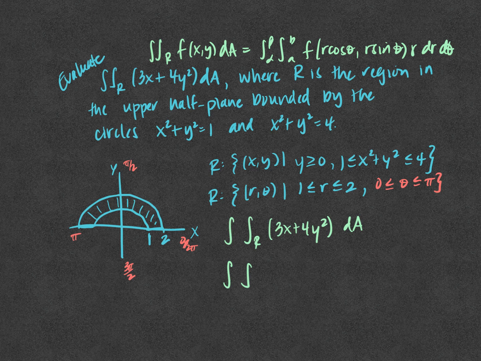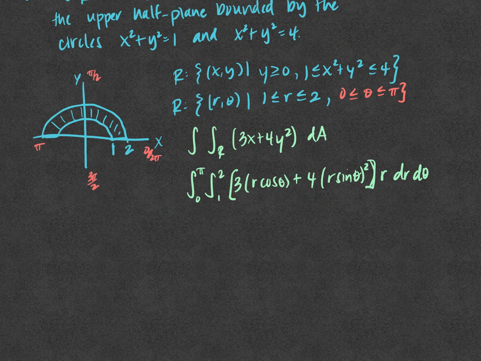Alpha to beta are in terms of theta, so our alpha to beta would be 0 to pi, and our a to b is 1 to 2. We're going to say 3 times x, which is r cosine theta, plus 4 times y, which is r sine theta, quantity squared, times r, and then we have dr d theta. Well, that's the setup, and that's not too bad. But now let's make it a little more interesting.